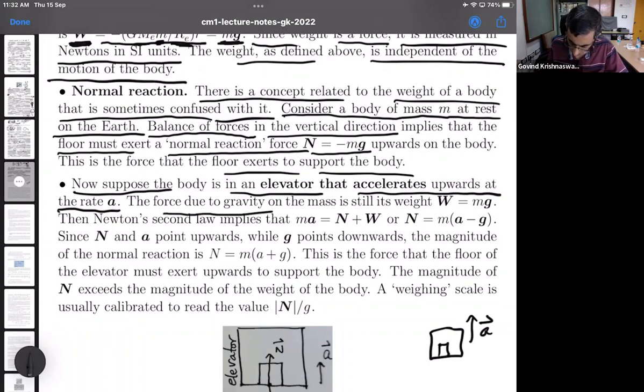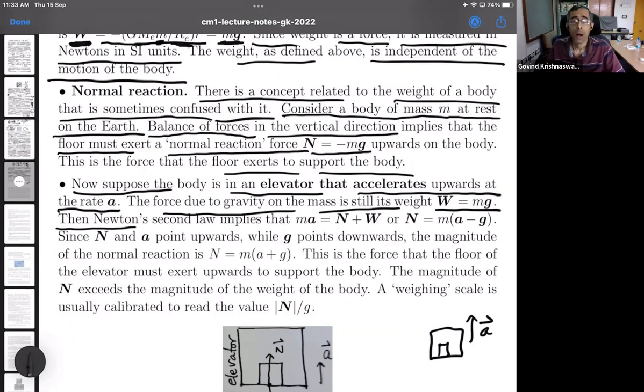Now the force due to gravity on the mass, remember that force doesn't depend on whether the mass is moving, accelerating, all that doesn't matter. The force is given by Newton's law of gravity, and so the force due to gravity on the mass is still its weight. That has not changed. It is mg pointing downwards.